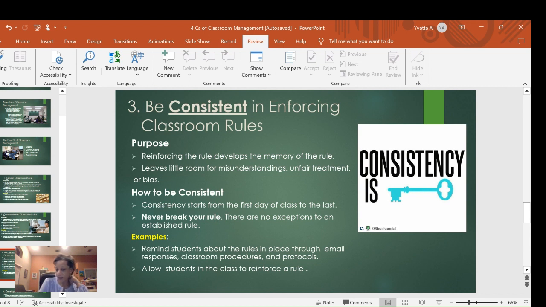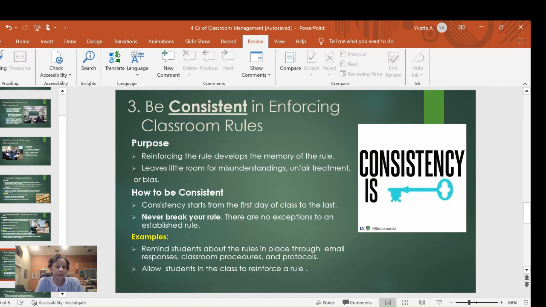So some examples of being consistent: you remind students of the rules through email. Students will say, can I turn in this assignment? It's now the end of the 9 weeks. Can I get rid of that Z? I send the rule in an email. I might remind them in the classroom procedures. I actually have a poster that has my classroom rules posted on it.